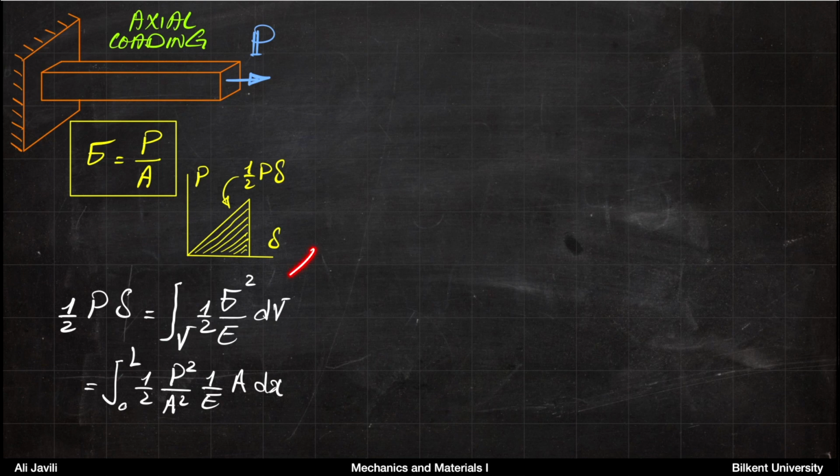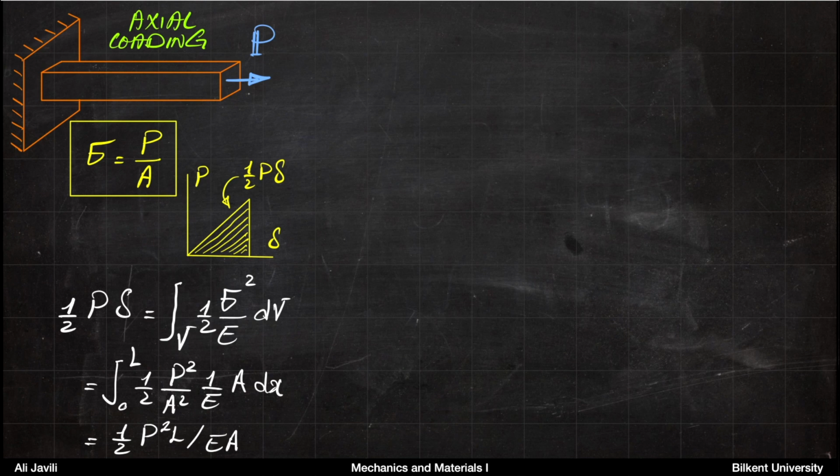So in this relation, instead of sigma, we are going to use the relationship between stress and force, which is P over A. And if you do that, you will see the next line. Now, you would have A squared here that you can cancel with A. And pay attention that instead of dV here, we have written A dx, and then we have integrated over the length L.